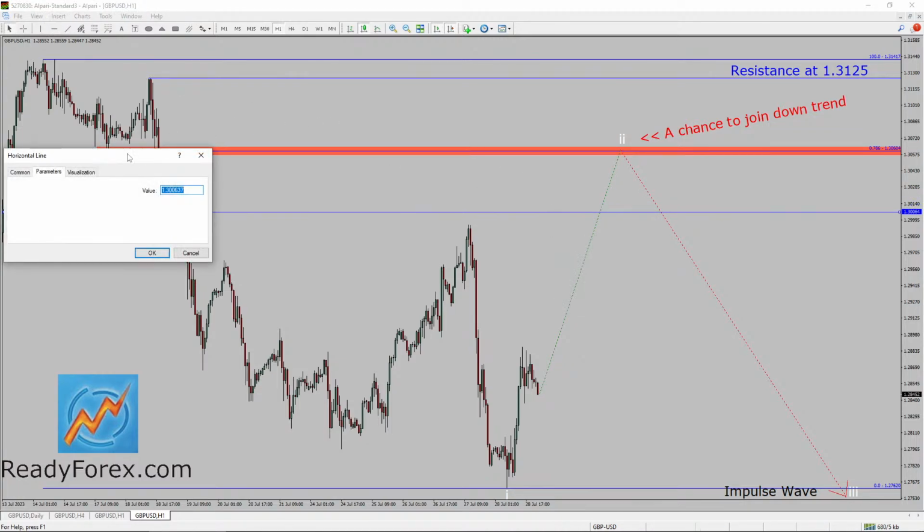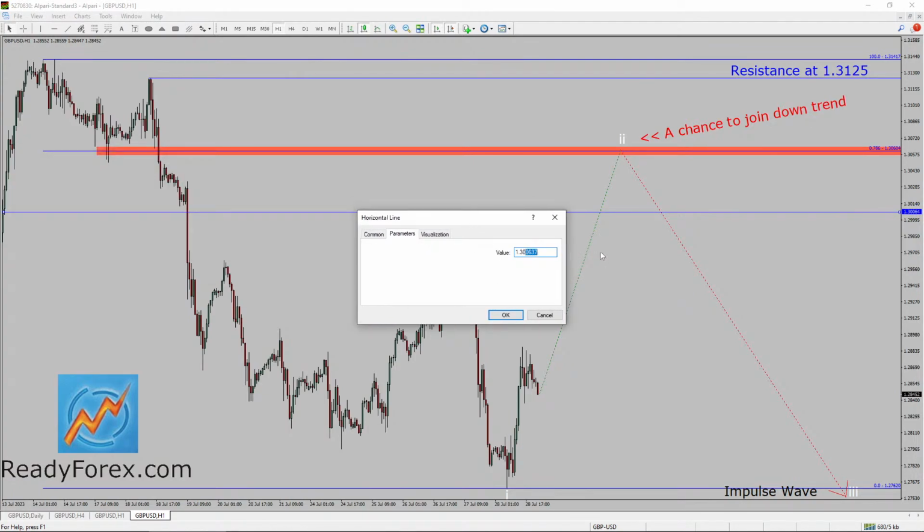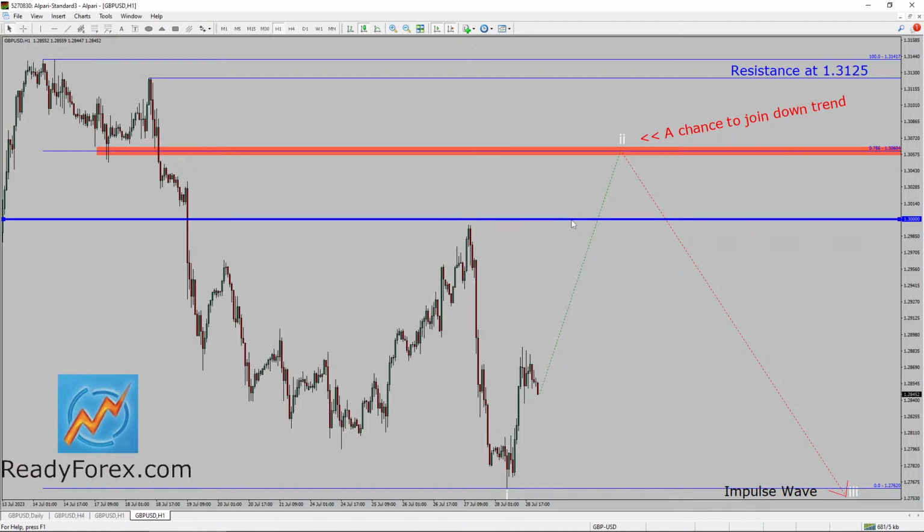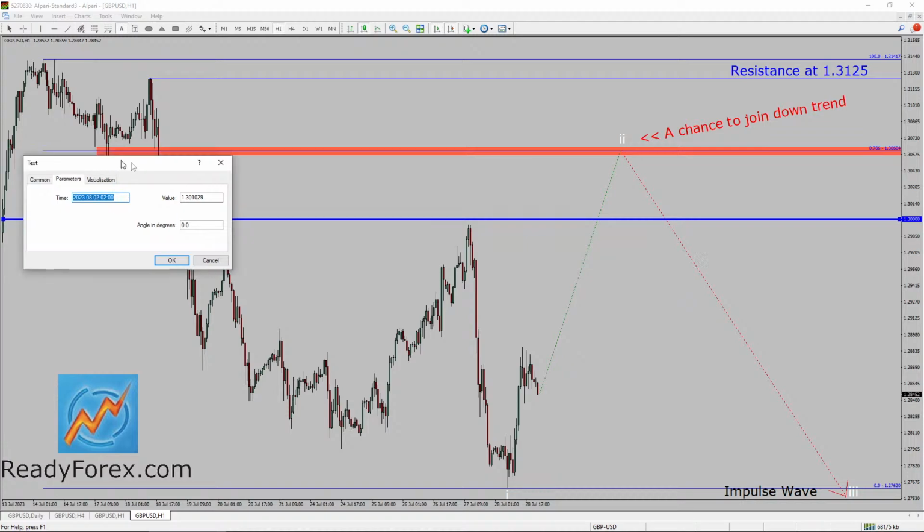Let me show you what I mean by that. This is a round number, and price actually missed this level. Now people might ask, what is a round number?